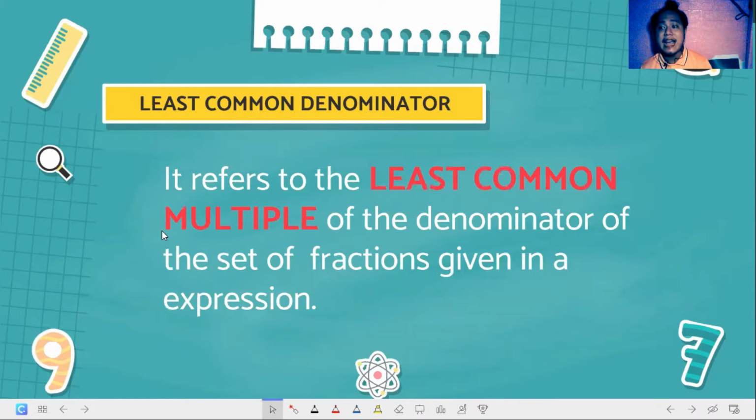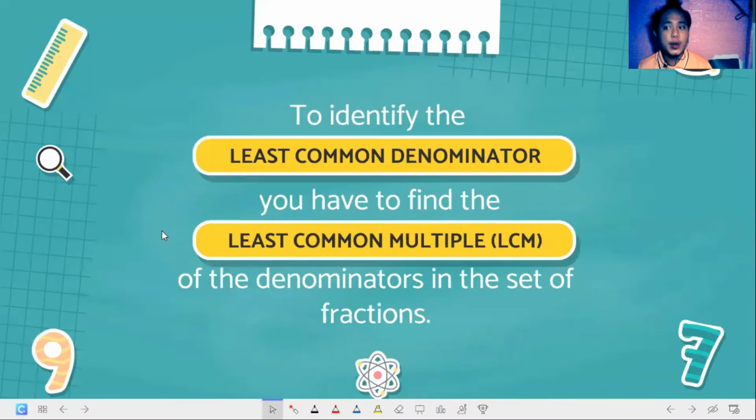As you notice, I highlighted the words least common multiple. Sounds familiar, right? Because we have tackled that a few weeks ago. And this topic is very important, and this least common multiple is very important to find the least common denominator of the series of fractions. So we can infer that to identify the least common denominator, you have to find the least common multiple or LCM of the denominators in the set of fractions.